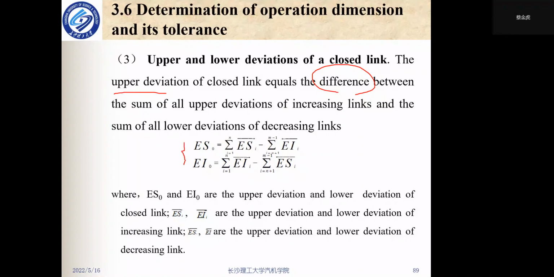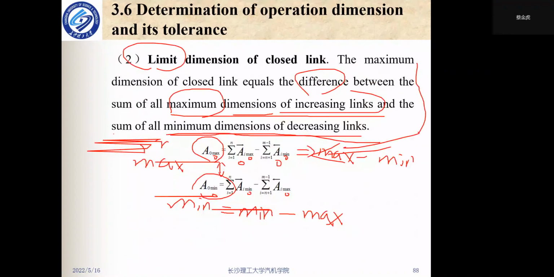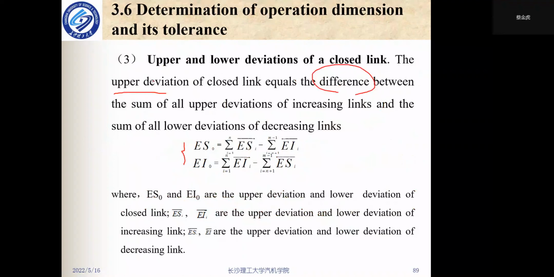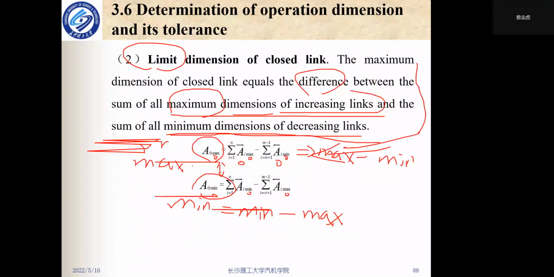This equation is similar to this one. If we want to get the upper value, we use the upper value minus the lower value, which means we use the maximum value minus the minimum value. And if we want to get the lower deviation, we use the lower value minus the upper value. This equation is similar to this one.